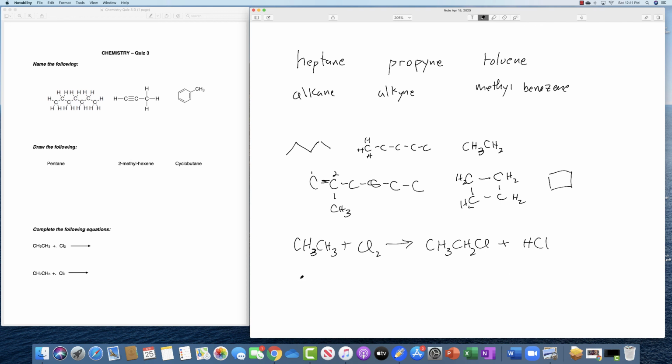The second equation shows ethene combined with chlorine, and in the right conditions, this double bond just breaks and you end up with dichloroethane. And that's the correct answer for this one.